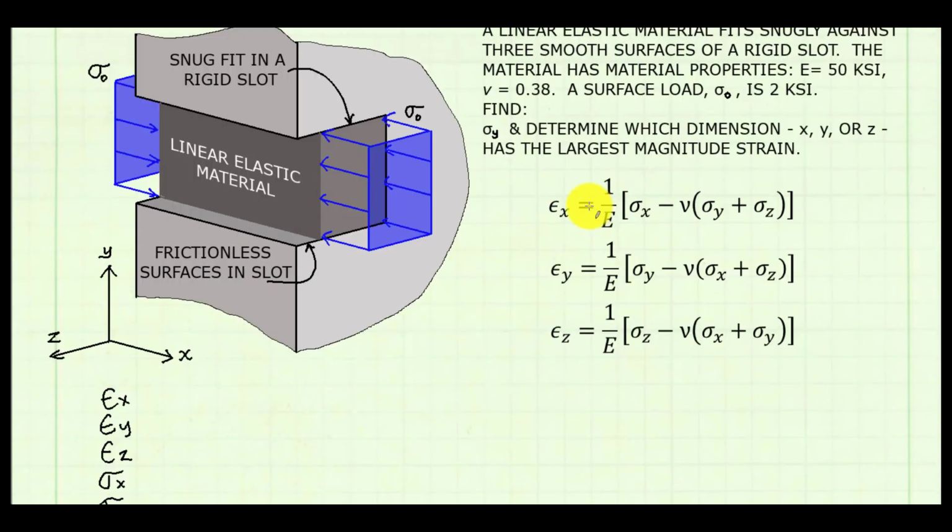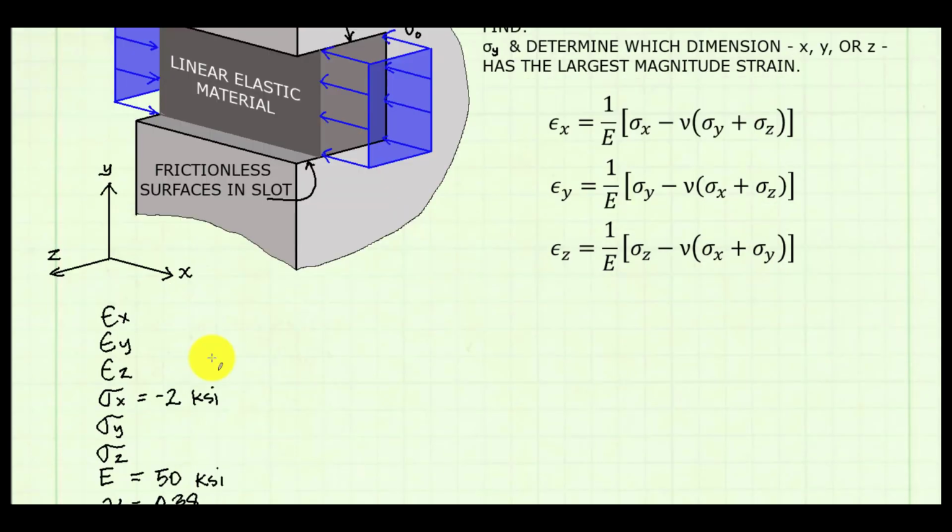We're also given the magnitude of the surface load, sigma naught. Notice that sigma naught is acting in the x direction. There's an equal and opposite load on either side of the linear elastic block. Note that the applied load is causing compression in the block in the x direction. I show that with a negative sign on the stress in the x direction.